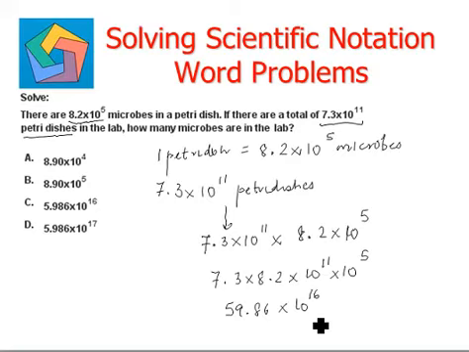Now we have to have the answer in scientific notation. For that the decimal has to be over here. So since the decimal has to be moved one place to the left, that means the power of 10 is increased by 1. So this becomes 10 to the power of 17 microbes would be there in 7.3 into 10 to the power 11 petri dishes. So this is the final answer and can be seen in option D.